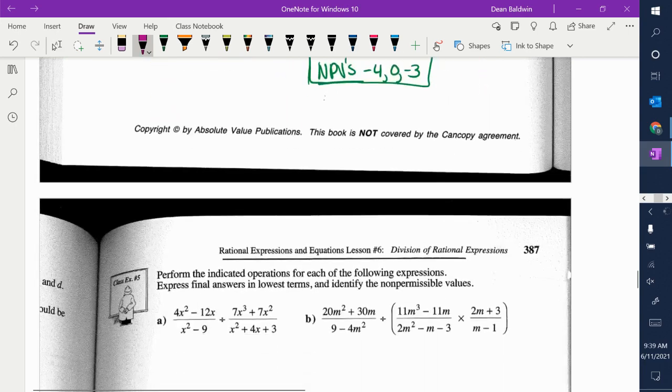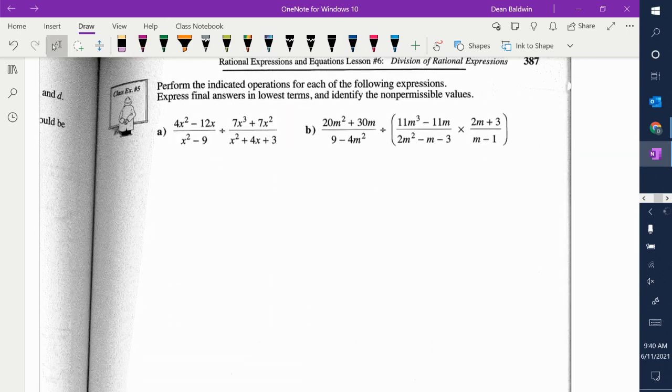All right. Here we go. We're just doing A here. What's your first step? Factor everything. I'll let you factor it, and I'll put the answer up in a second here.